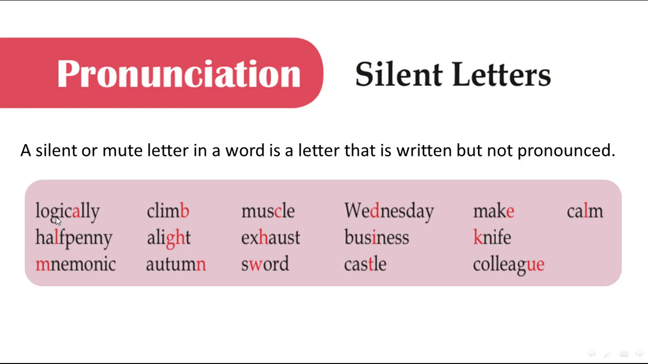Of course, when we write the word, as we can see in the first word, logically, we write the A, which is in red, but we don't pronounce it. We don't read it like logically. We read it like logically. So the A is silent. The second word, climb, the B is in red, so we don't pronounce it. Climb, we don't say climb.